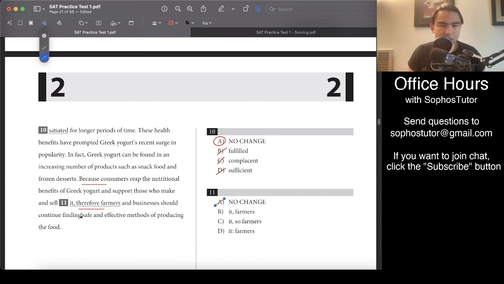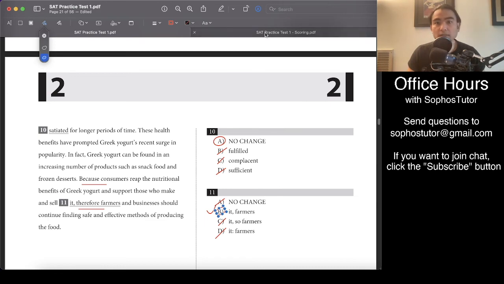Okay. Farmers and businesses should continue finding safe and effective methods for producing the food. Okay, I like this a lot better. I'm gonna give this a soft yes. So farmers, already it violates what I wanted to see before. For D, I see a colon, but I know what's before the colon is not a complete sentence, so it's not D. Answer choice is B.